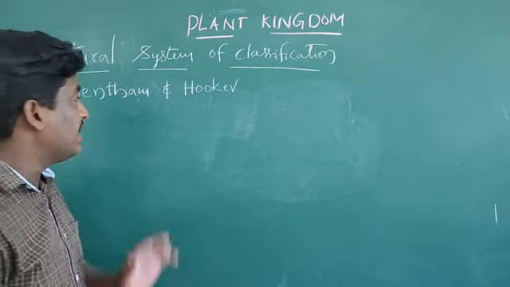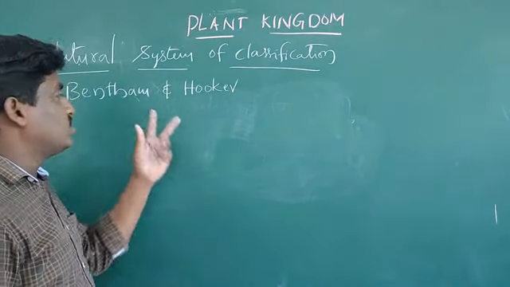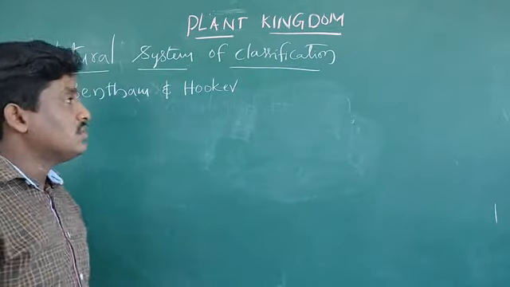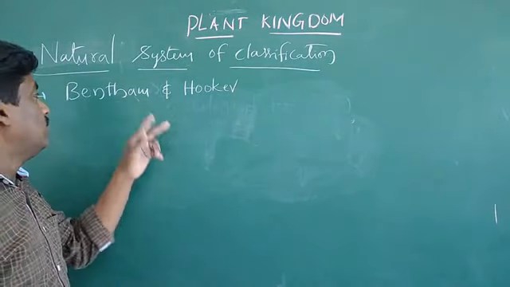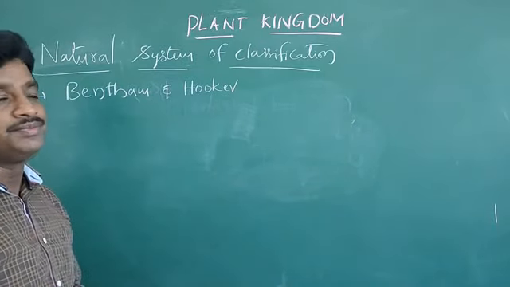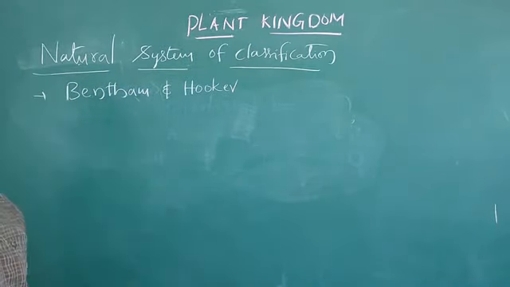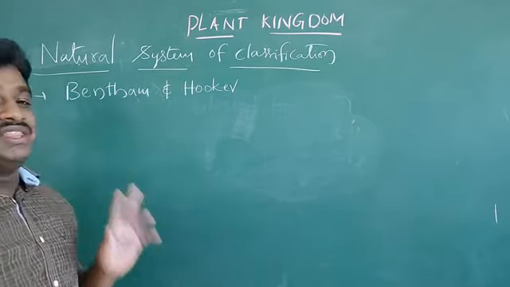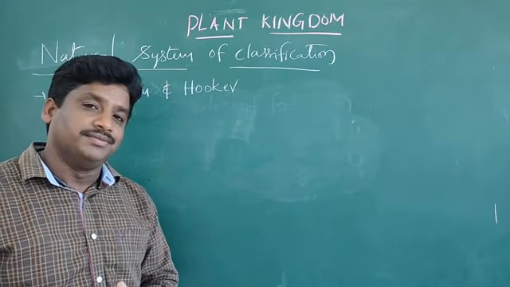I simply wrote these names, so the complete name is not written. You can see this one, understand very clearly. So George Bentham and Hooker. Here the scientists' names are Bentham and Hooker. Simply, two scientists. This natural system of classification was proposed by the scientists Bentham and Hooker.